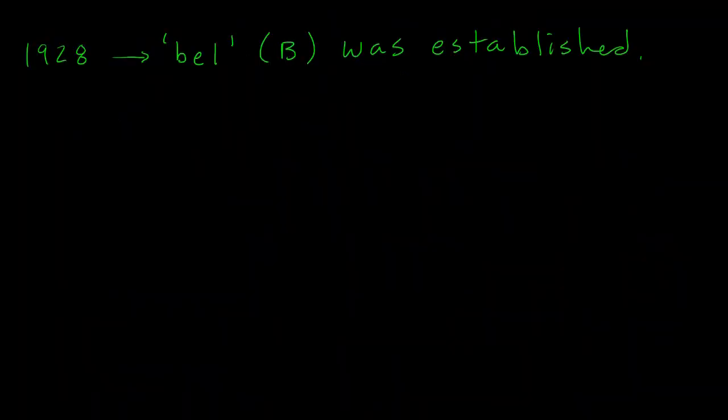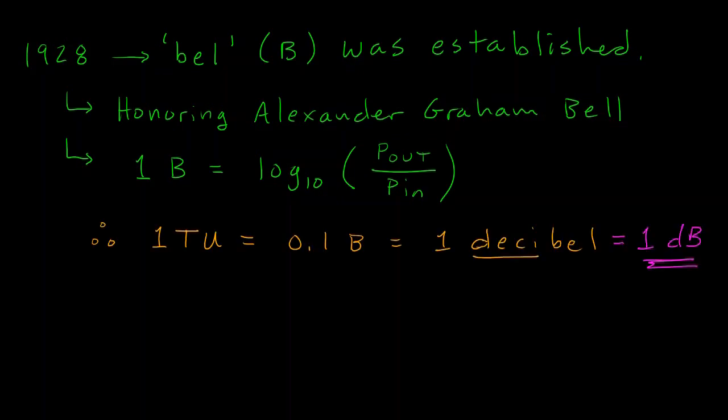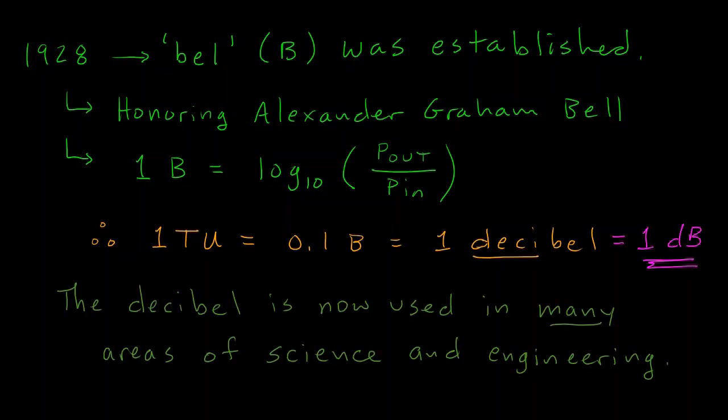In 1928, the term Bell was established, and the symbol is B, and it was developed in honor of Alexander Graham Bell. And 1 Bell was defined as the log base 10 of a power ratio, and that probably looks a little bit familiar. One transmission unit is actually 1/10 of a bell, and looking at metric measurements, we would say that's 1 decibel. So the decibel was born and is now used in many areas of science and engineering.